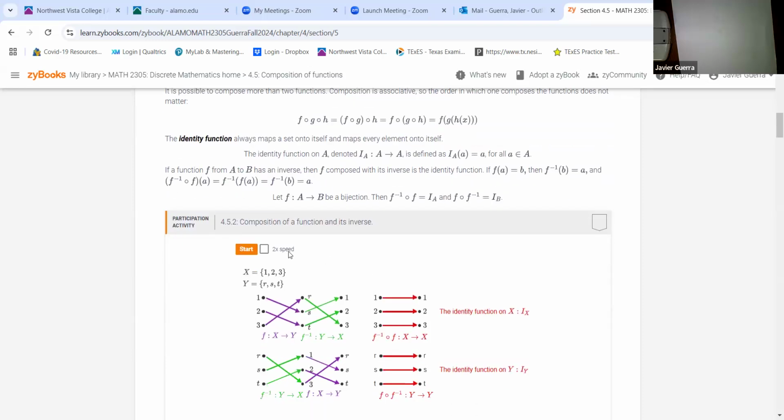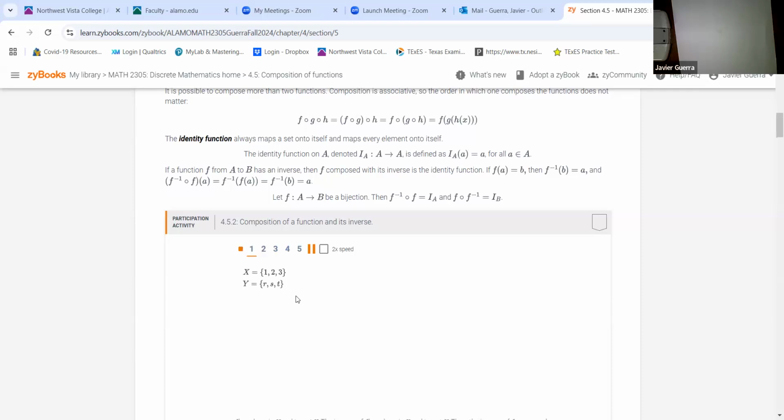All right, so let's take a look at our participation activity. Suppose a set X contains the elements 1, 2, 3, and Y contains the elements R, S, T. If I map 1 to S, 2 to T, 3 to R, then R goes to 3, S goes to 1, T goes to 2. Therefore, 1 goes to 1, 2 goes to 2, and 3 gets mapped to 3, which is the identity. You get the same X values back: 2 to 2, and 3 to 3. We get our domain back, the identity function.